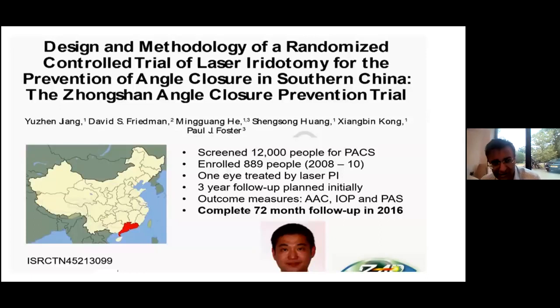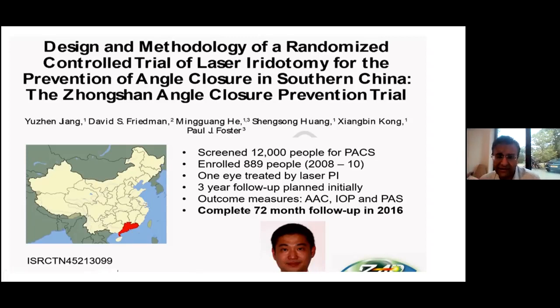Now, that brings us to the ZAP trial. The ZAP trial was done in China, and Paul Foster was also part of the EAGLE trial. He was also a part of this, and Ming was, I think, Paul Foster's fellow. So in that trial, this is a very, very beautifully designed trial. They enrolled quite a number of patients, over 890 patients, and then at the end of the study, they were left with about 780 patients or so.